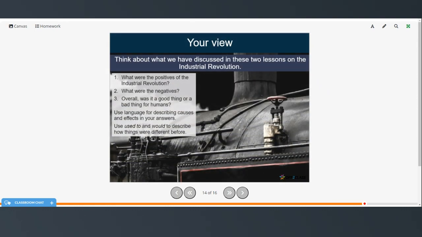So think about what we've discussed in the two lessons on the Industrial Revolution, and you can practice writing down some of your answers. So, what were the positives of the Industrial Revolution? What were the negatives? Overall, was it a good thing or a bad thing for humans? And remember to use the language for describing causes and effects, and use used to and would to describe how things were different before.